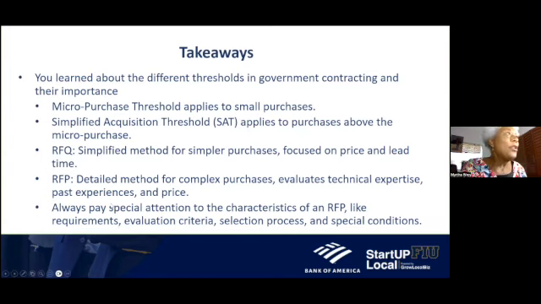So what are our takeaways today? Our takeaways are the micro purchase threshold.